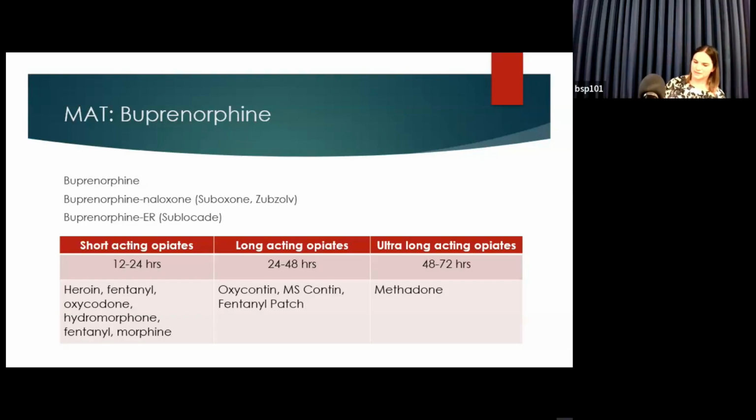So in here it says for short-acting opiates, you can go 12 to 24 hours before starting your buprenorphine. Really, I encourage people to make it to 24 hours. I have a lot of people who, if they make it to 12 hours and then take buprenorphine, go into worse withdrawal. So I encourage people to try to get past that 24-hour mark before they start buprenorphine.